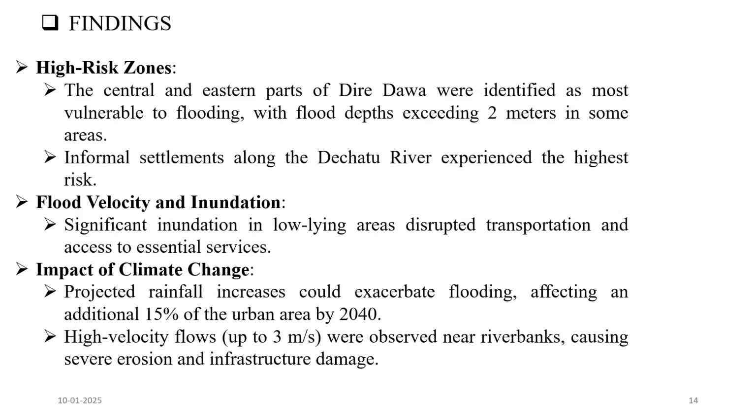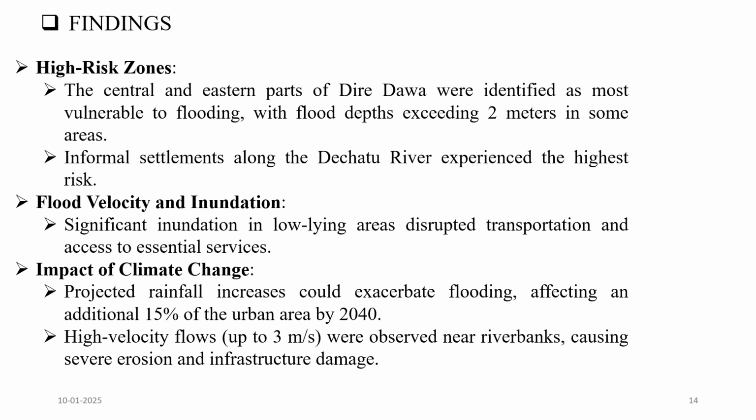Findings: high risk zones. The central and eastern parts of Dairadava were identified as most vulnerable to flooding, with flood depth exceeding 2 meters in some areas. Informal settlements along the Dekaitu River experienced the highest risk.